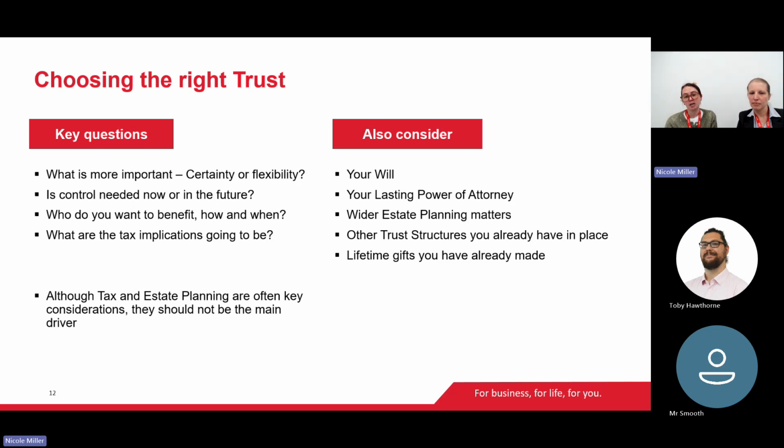And also keeping an eye on any lifetime gifts you've already made. So you might have already made gifts that have started the 7-year clock. Are future gifts into trust going to have an adverse consequence on that? And we just said here that although tax and estate planning are often key considerations, they should not be the main driver. So it's just something to bear in mind.